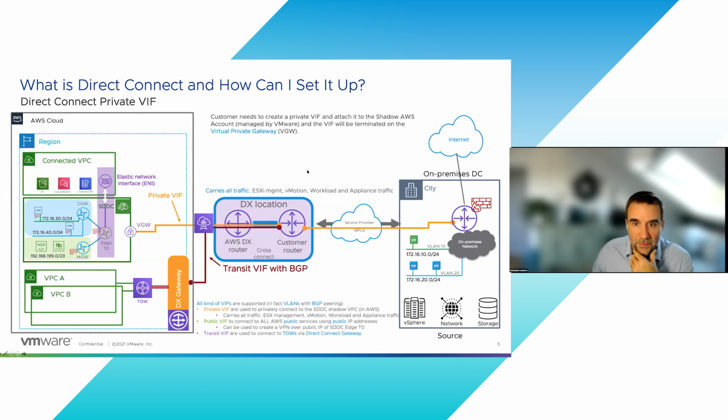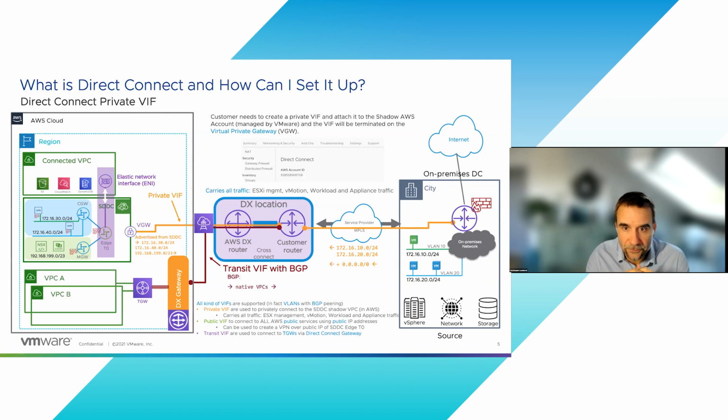So if you look at Direct Connect, Direct Connect is landing on an AWS account, and this AWS account ID is something you can discover in your CSP console. This is the ID of the shadow VPC, because whenever the SDDC is deployed, it is deployed in a VPC. So there is a shadow VPC which is deployed prior to the SDDC deployment. And basically, this information is needed when you want to establish your Direct Connect from the AWS console.